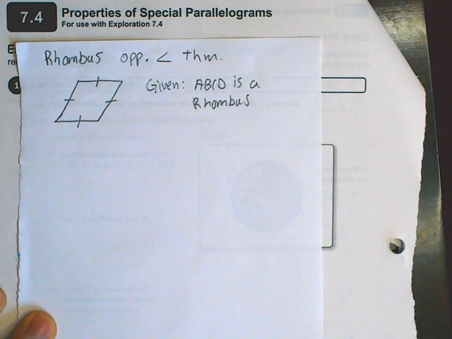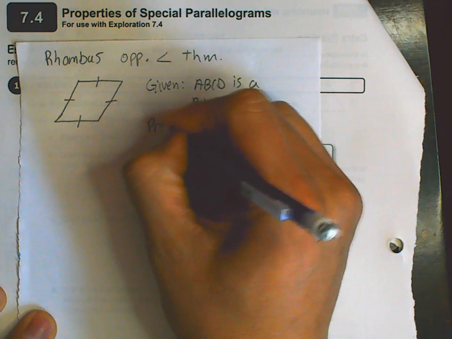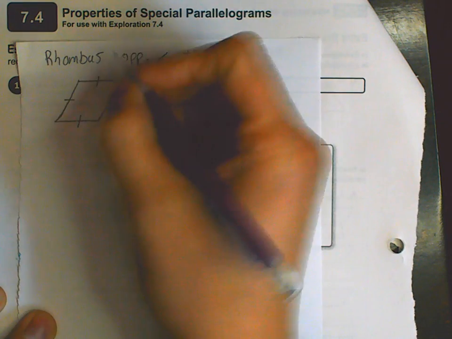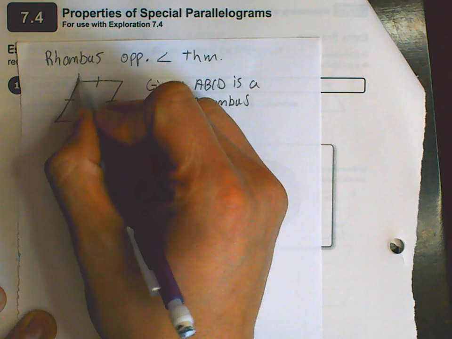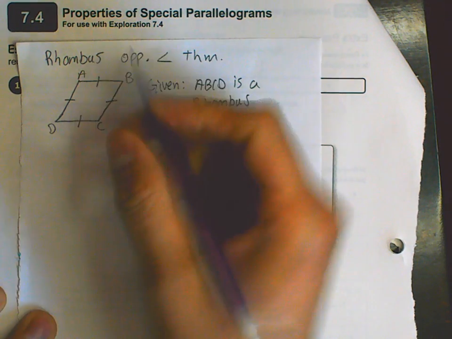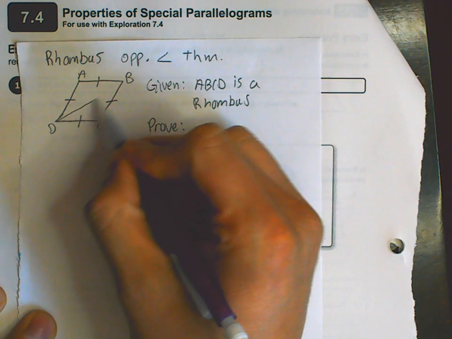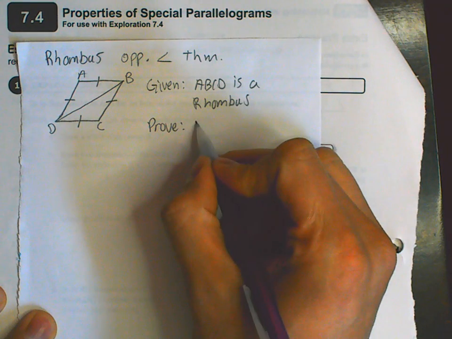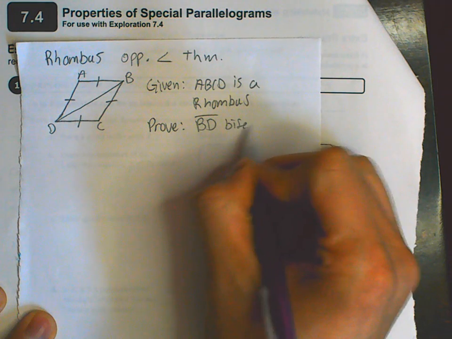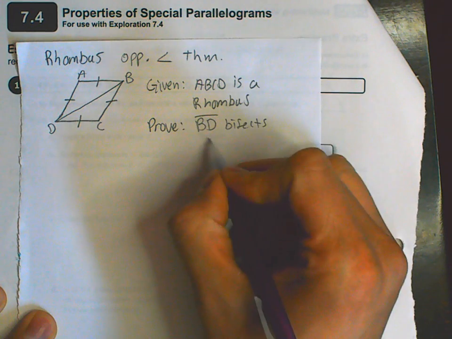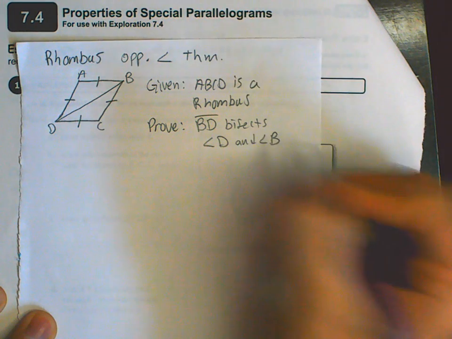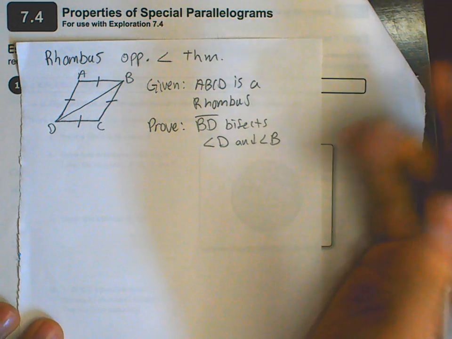Okay, what do we need to prove? Okay, we need to prove, now let me give these a name. A, B, C, D. I need to prove, okay, that BD bisects both angle D and angle B. Okay, so I need to prove that.